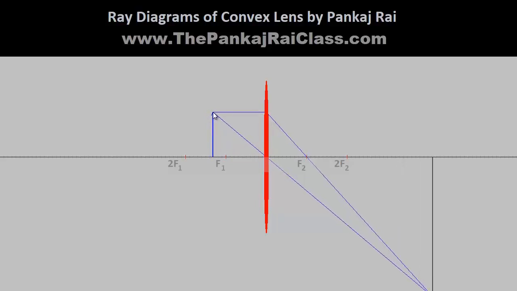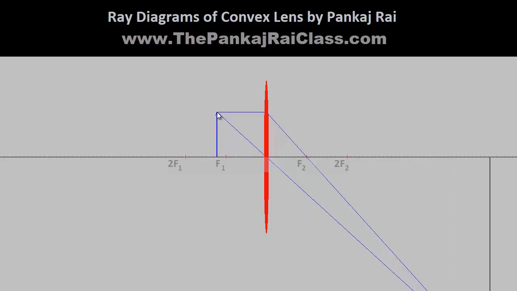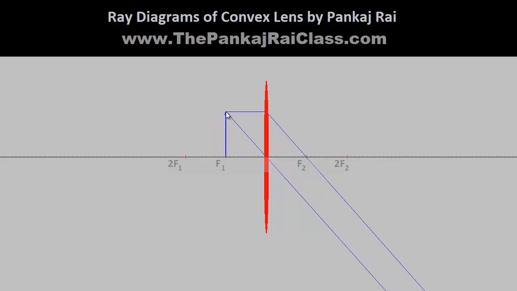Now as you can see, I am approaching towards the focus f1. The image is going towards infinity. And finally, let's say I have reached the position f1. Now what happens is these two rays become completely parallel and the image is formed at infinity and it is highly magnified, but still it would be real and inverted.